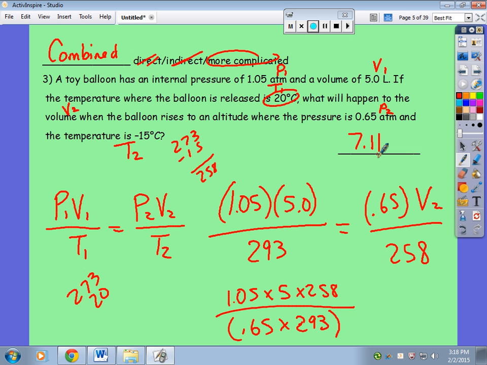Now let's think about this. I'm solving for a volume. That's why I like leaving my V2 here. Okay, I don't have to write it over here. For you, you might have to write it over here, but for me, I'll know it's V2. I look back at my problem and I say, oh, there you go. It's in liters.